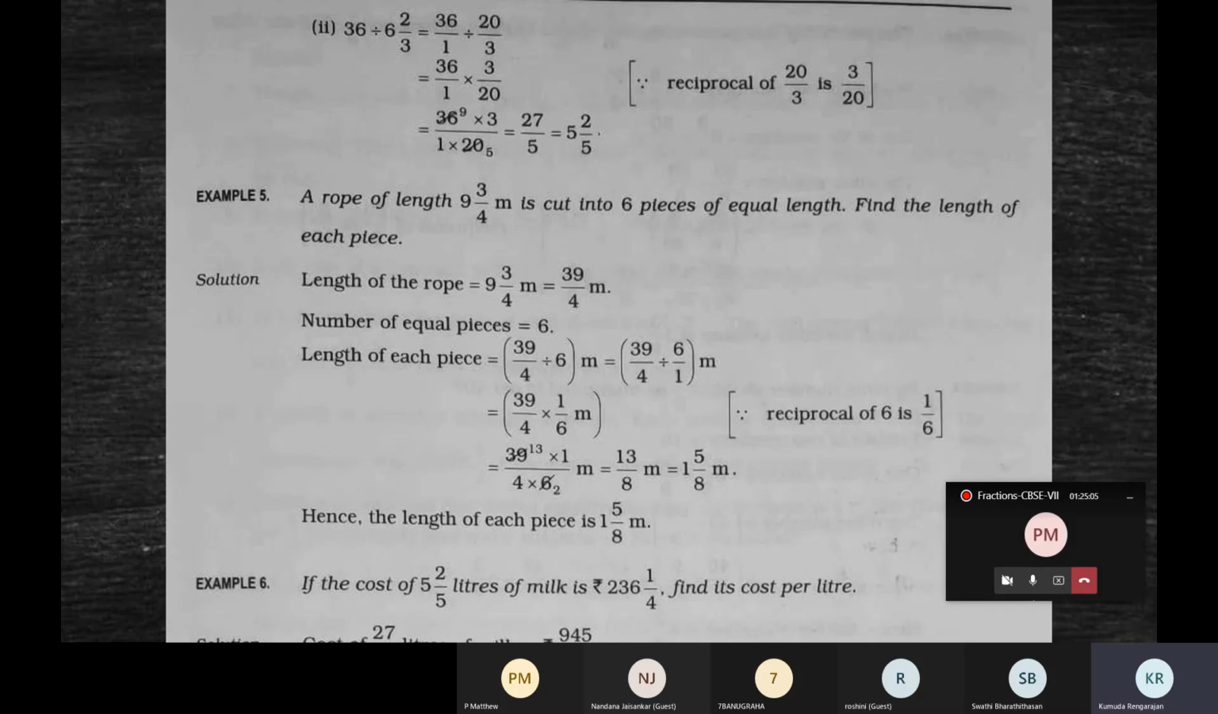If the cost of 5 liters of milk is 100 rupees, find the cost per liter. Correct. So Matthew says 5 liters of milk costs 100 rupees. Then what will be the cost per liter, Matthew? 20. How did you get 20? Because we divide 5. Yes, ma'am. If we divide 5 by.